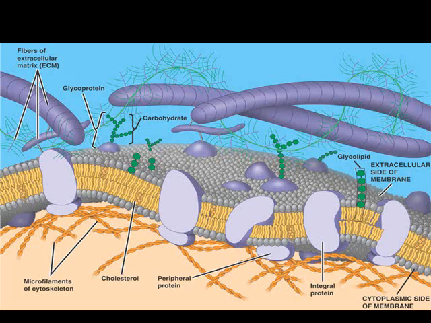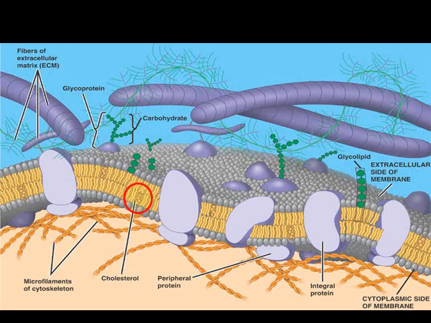The membrane is composed primarily of phospholipids arranged in a bilayer. The hydrophilic heads of the phospholipids are on both sides of the bilayer, and the hydrophobic tails are in the middle. Proteins are either attached to the surface of the membrane, these are called peripheral membrane proteins, or embedded within the membrane. These are called the integral membrane proteins because they're an integral part of the membrane.